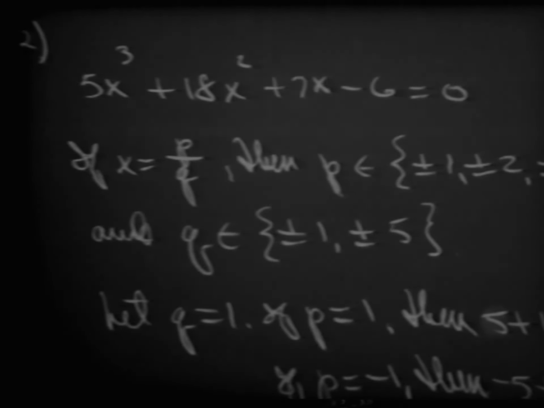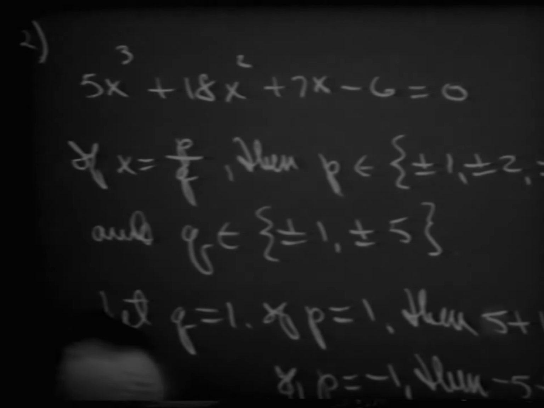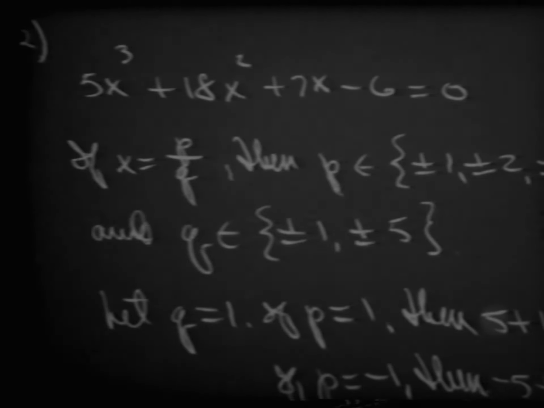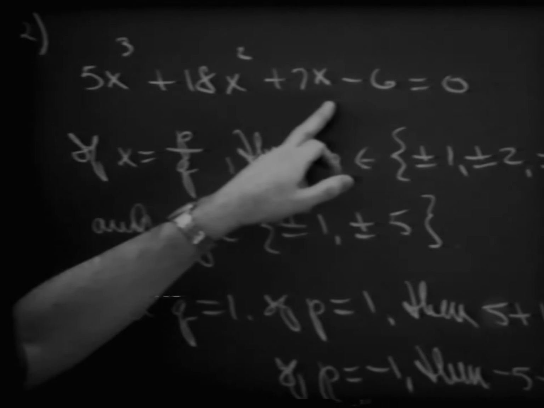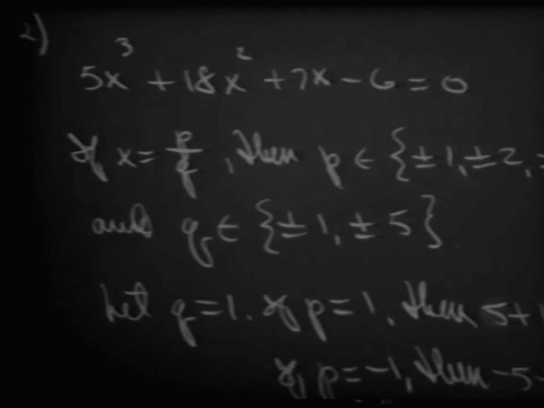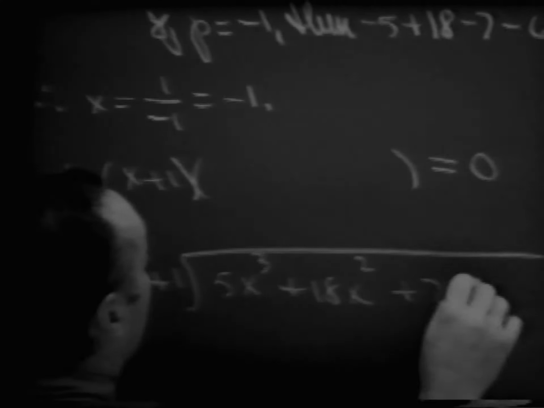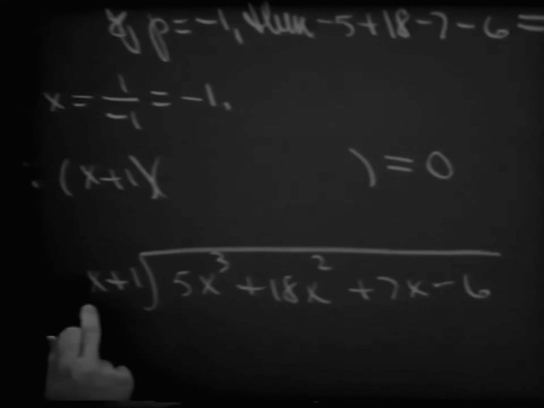There's x plus 1 into, and what now here is going to be our divisor? What's going to be our divisor but the original polynomial on the left-hand side. Is that right? Which is what? There's a 5x cubed plus 18x squared plus 7x minus 6. And let's actually perform this division.